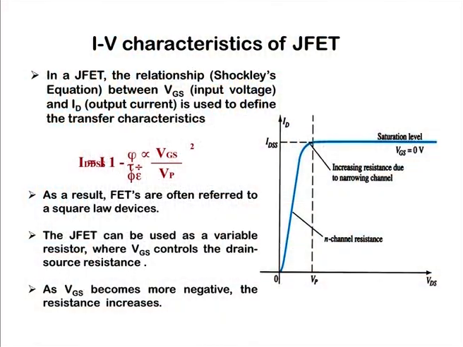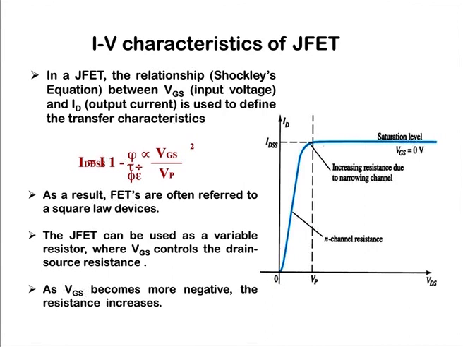Now the IV characteristic of junction field effect transistors. Here in the figure you can see that once we reach saturation our current is constant with applied bias, but before saturation the current increases with applied drain voltage. This calculation is a little bit complicated, but by using the Shockley equation we can calculate this and define the transfer characteristics.